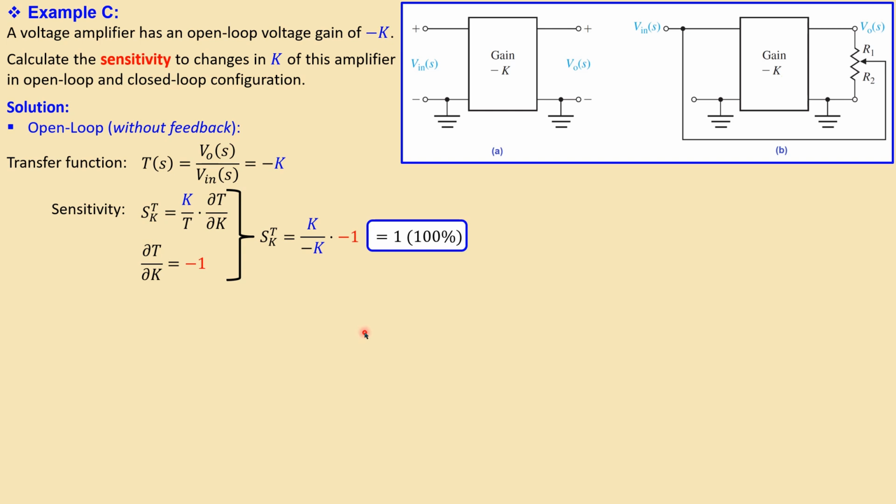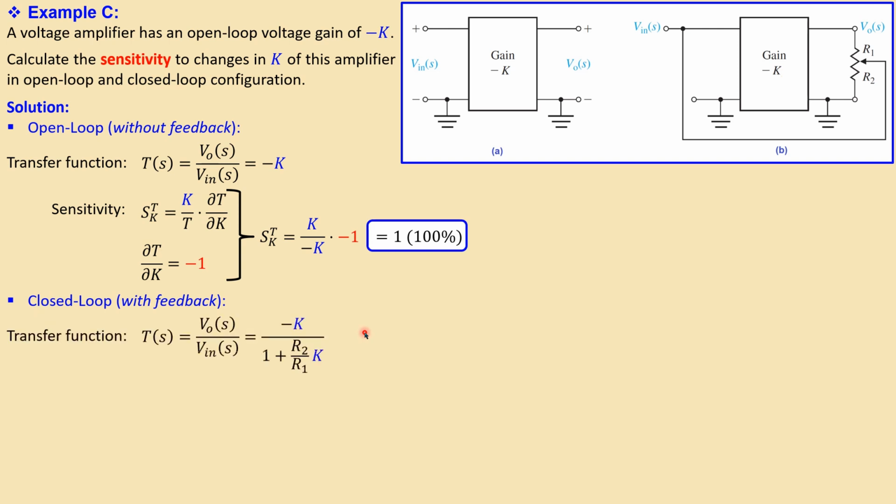That means the following. Whatever you do with your gain, your sensitivity is 1 as a scalar value. That means 100%. So every change will be reflected as 100% at the output. This is of course a huge sensitivity. Now let's also do that for the closed loop with feedback and check the results.